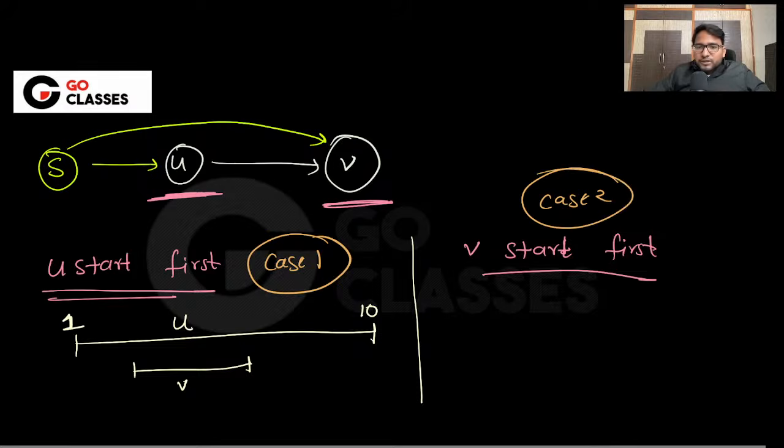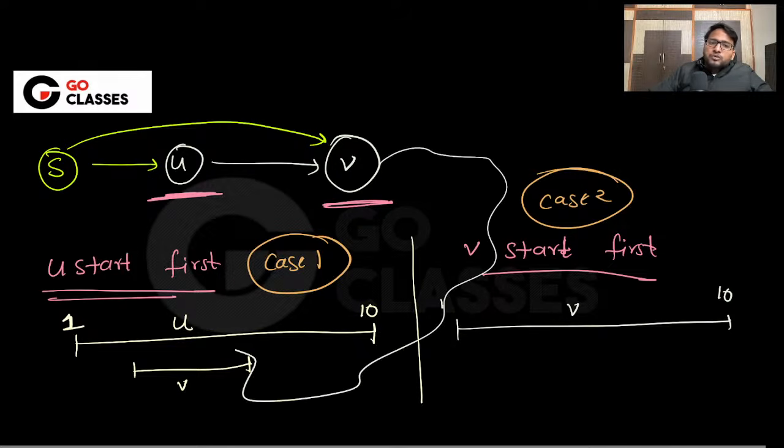If V is starting first, let's suppose this is V. Sometime earlier, V is starting first. Will you be starting U in any way in between? Tell me. Is there any path from V to U in this acyclic graph? In this acyclic graph, is there any path from V to U? Just tell me this.